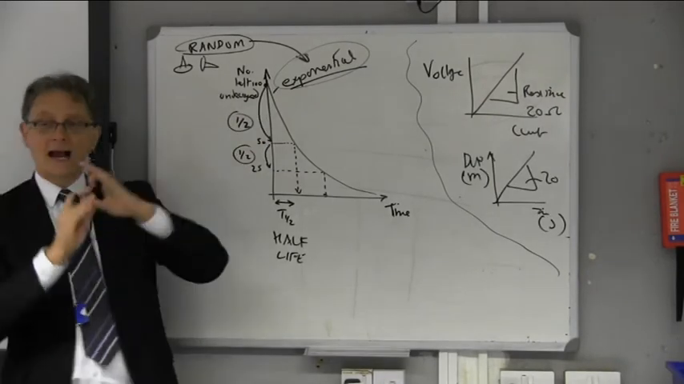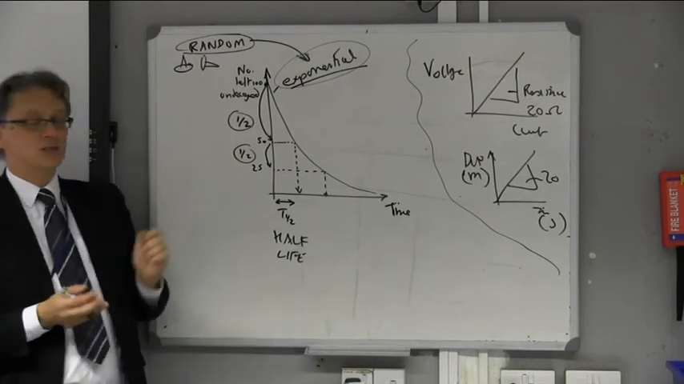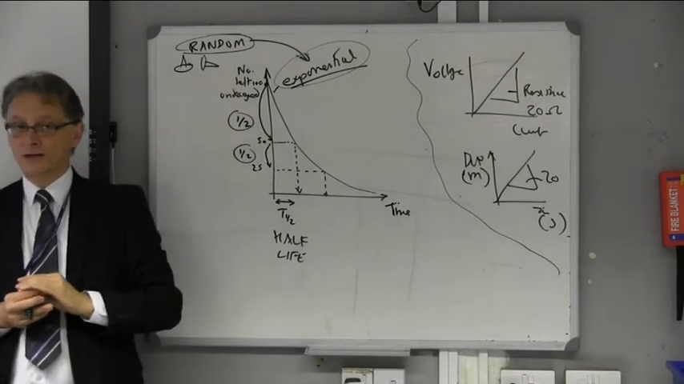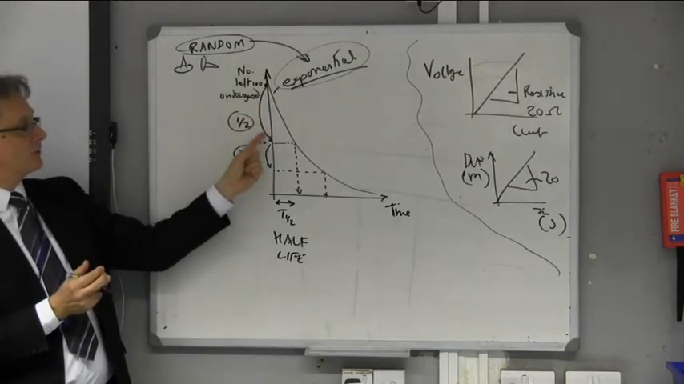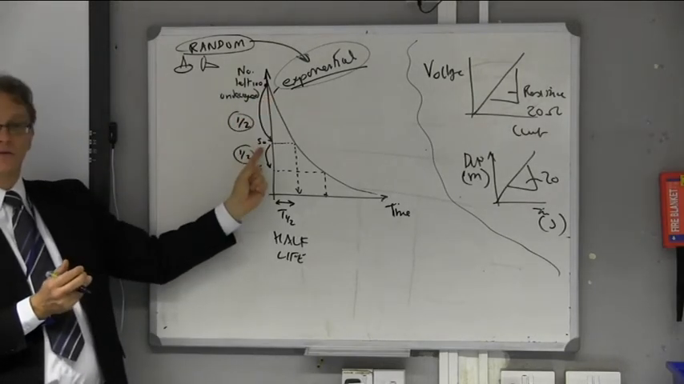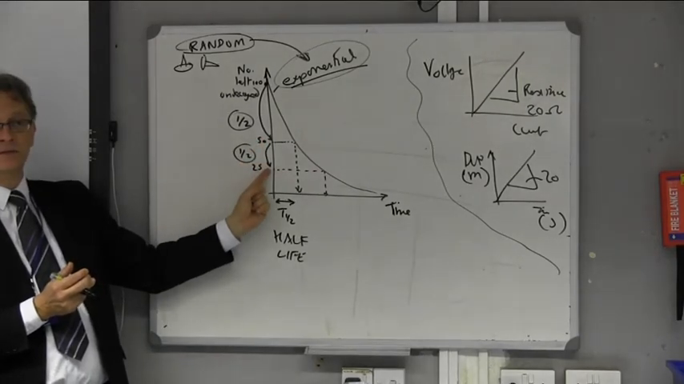I'm not saying how long does it take to go down by 50. I'm saying how long does it take to halve, which is a different kind of thing. It's not specifying a certain amount. Here, halving means dropping by 50. And here, halving means dropping by 25.